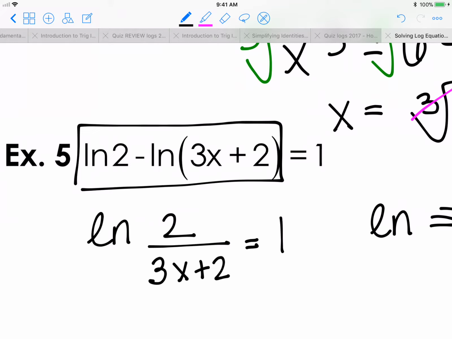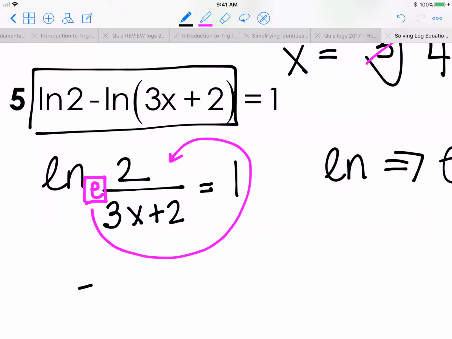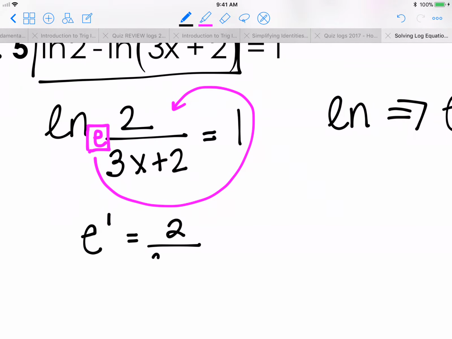So remember when I said that ln is the reciprocal of e? So what I want you to start thinking about is that this base, this understood base right here, is an e. So then when we go do our loop-de-loop, our roundabout, we get this. We get e to the first is equal to 2 divided by 3x plus 2. Okay, so pause this video if you need to ask each other questions.